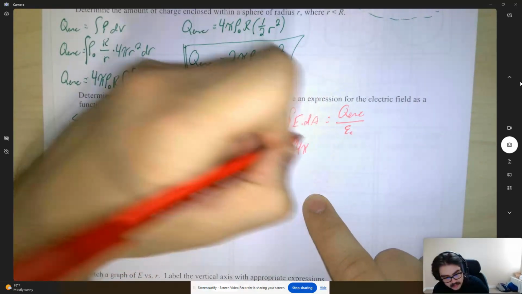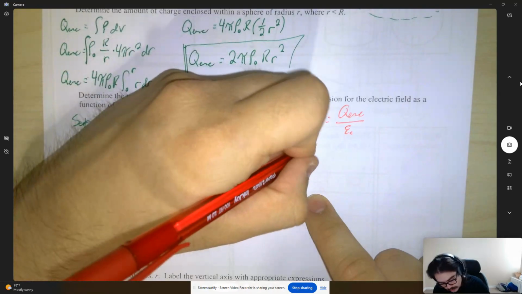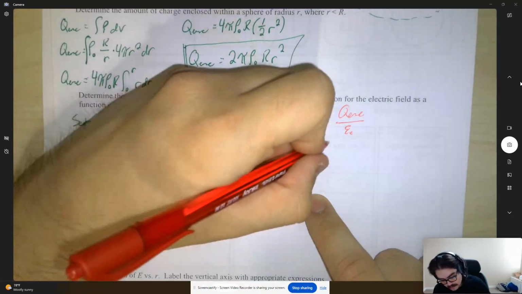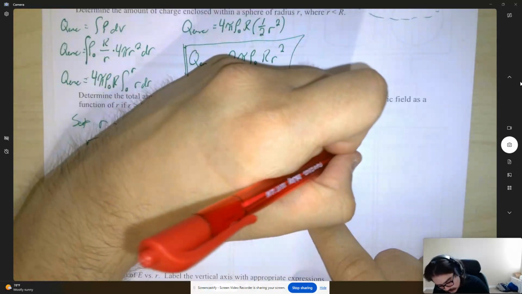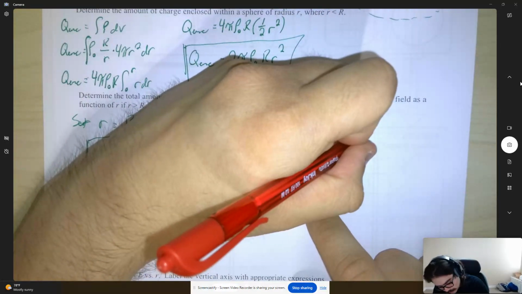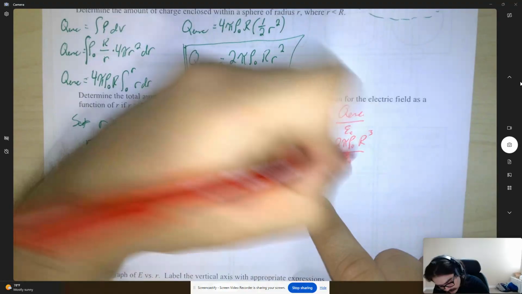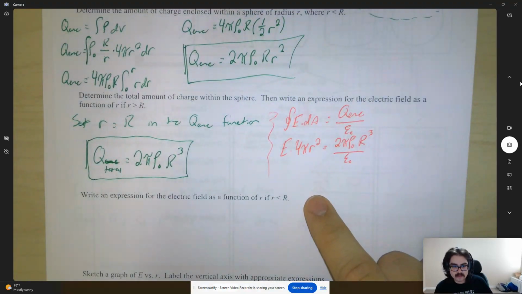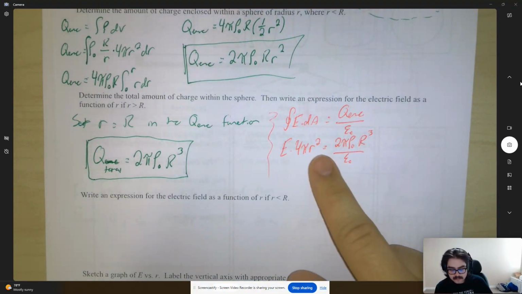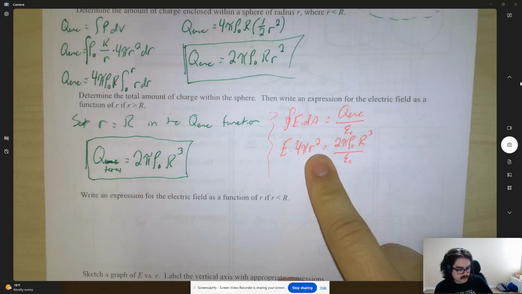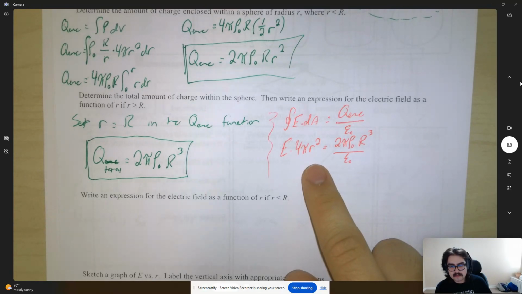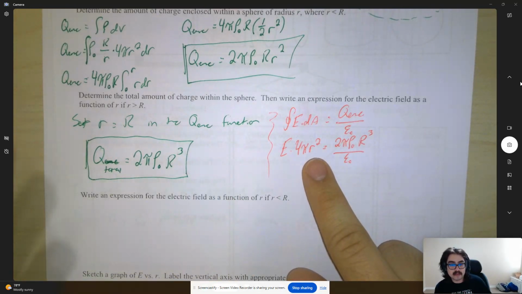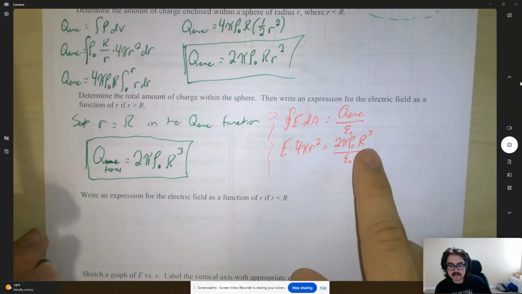4 pi r squared equals 2 pi rho naught capital R cubed over epsilon naught. This r is the radius of the sphere. We can leave it like that. And then this is a radius that we're picking, so this is not going to be the same as this r right here.